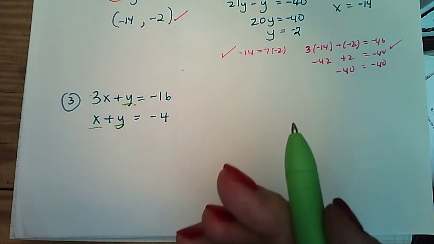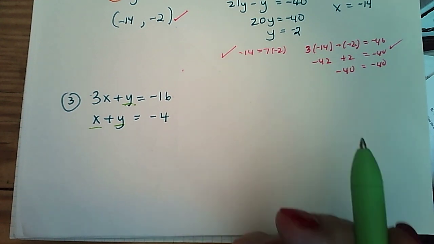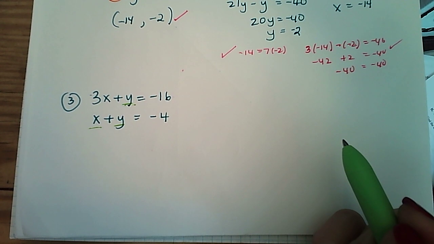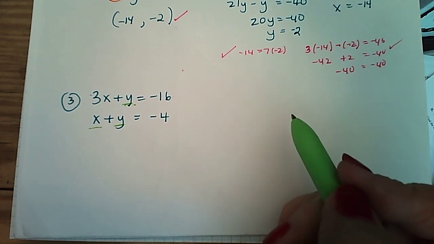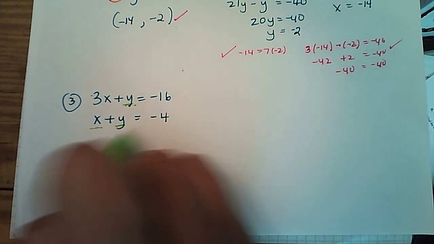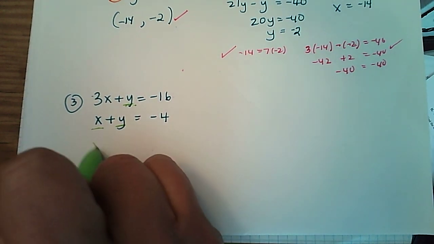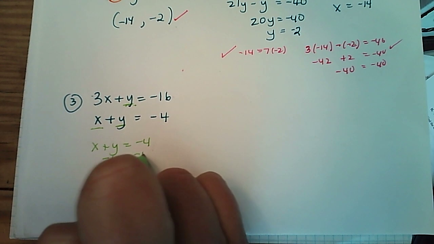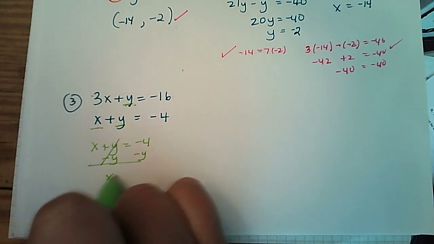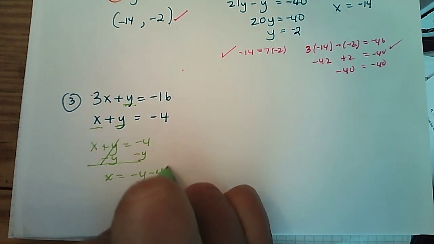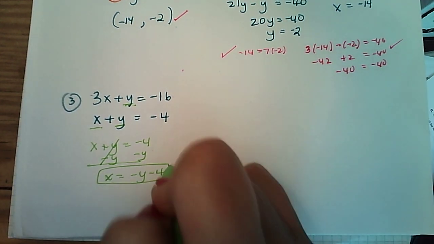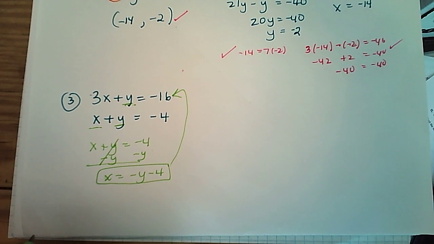So my second one seems pretty easy to solve for either. So do we want to solve for x or y? You're right, makes no difference to me either. Let's just solve for x. So to solve this equation here, I have x plus y equals negative 4. If I'm going to solve for x, I have to get rid of my y. So x equals negative y minus 4. So that's the equation I'm going to use for my substitution into that equation.